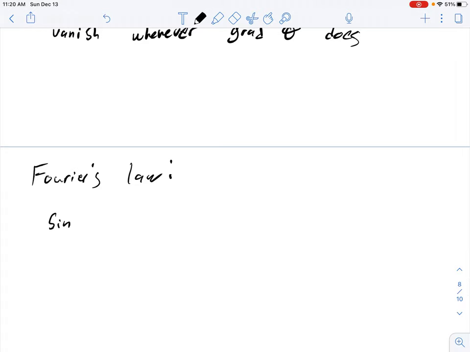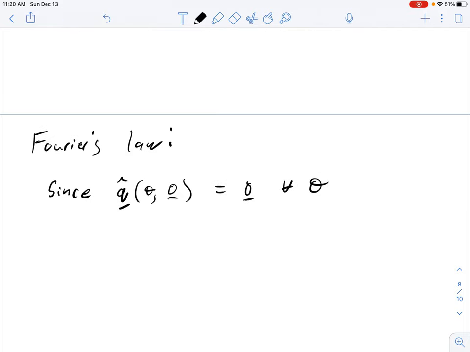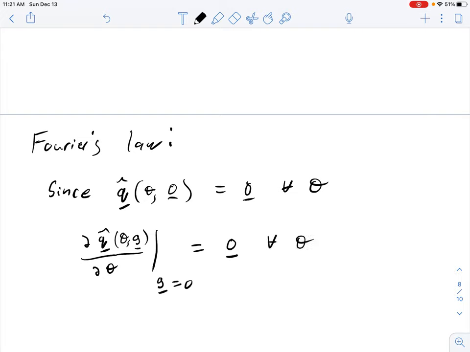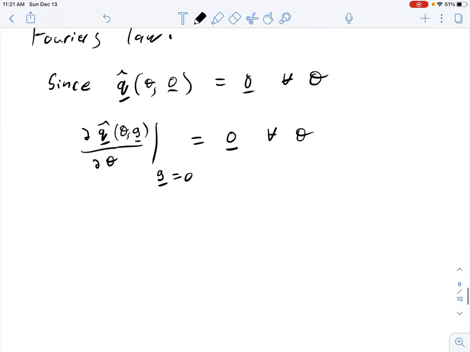So since q hat of theta and 0 is equal to 0 for all theta, then the partial derivative of q hat with respect to theta evaluated at g equal to 0 is equal to 0 for all theta. All right, we're going to use some index notation here because it's going to end up being a little bit easier.